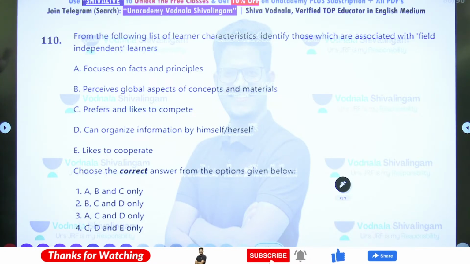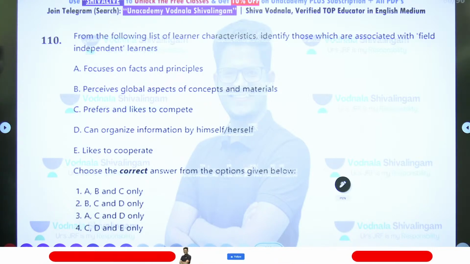From the following list of learner characteristics, identify those which are associated with field independent learners.